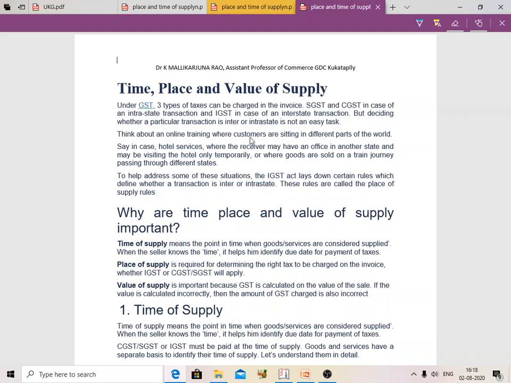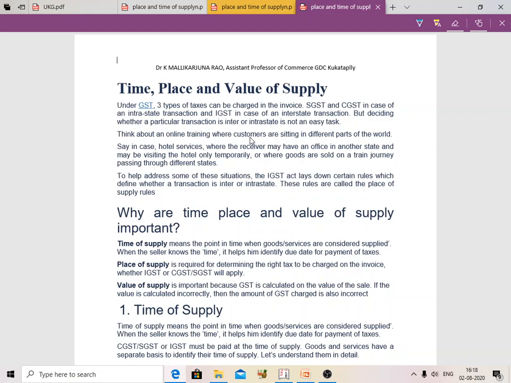Now, time of supply and place of supply, why are they important? Time of supply is most important because we have to pay the tax based on the due dates. If it is a monthly return, GSTR 1 is submitted by the 10th of the next month, GSTR 2 by the 28th, and then GSTR 3. There are regular due dates. Because of the payment due dates, the time of supply is most important when you are paying the taxes.